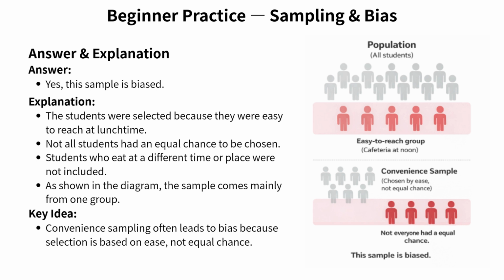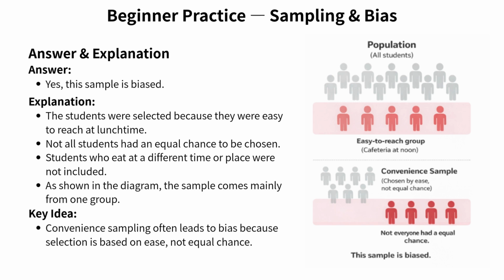excluded from the survey. Look at the diagram on the right. At the top is the full population of all students. The pink box highlights the easy-to-reach group, students in the cafeteria at noon. Below that, the convenience sample, shown in red, comes almost entirely from this one group. Other groups in the population are missing. This is why the sample is biased. Selection was based on convenience, not equal opportunity.